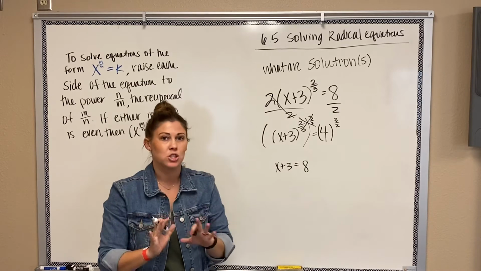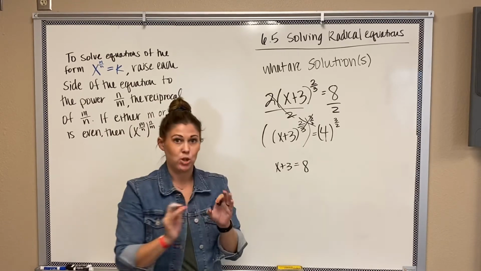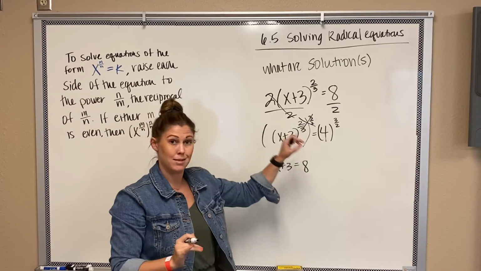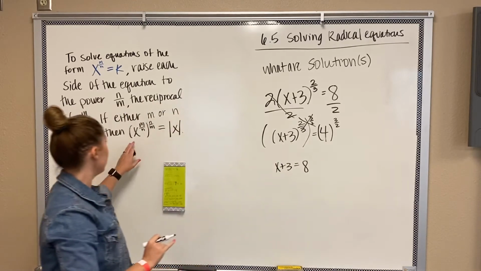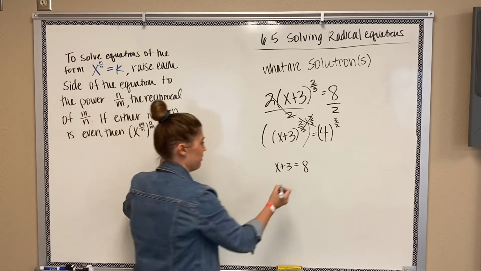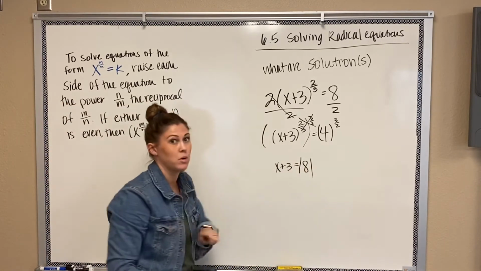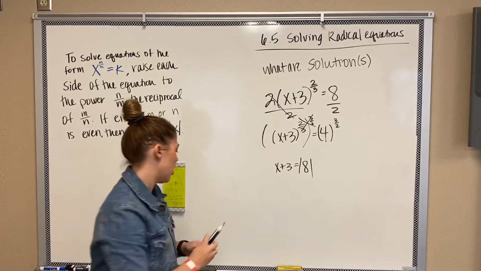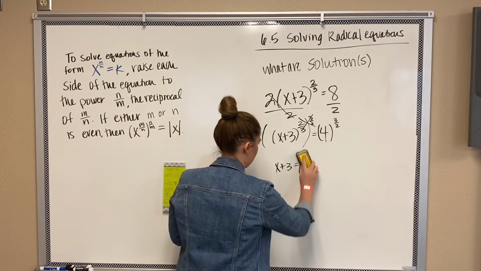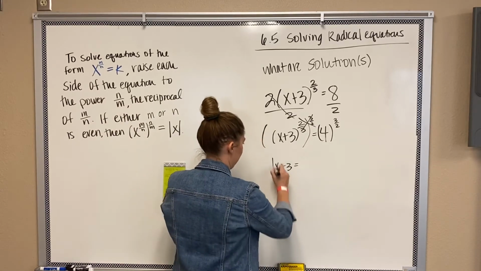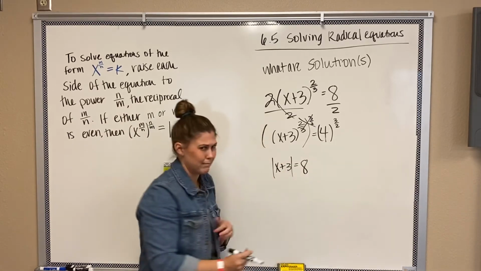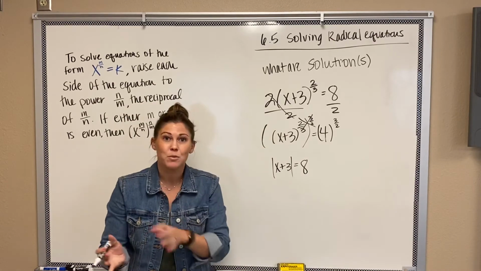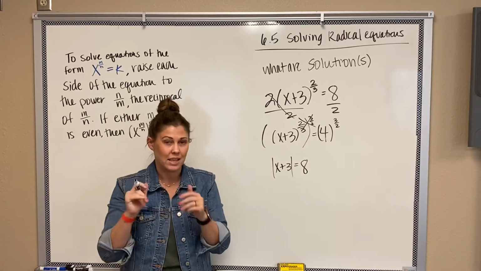Okay, so we can't just subtract our 3 because since 2 is even, x plus 3 is actually equal to the absolute value of 8. Now we're going to recall from chapter 1 how to solve absolute value equations. Sorry, this is a lie. Not absolute value of 8. Absolute value of x plus 3 is equal to 8. My bad.